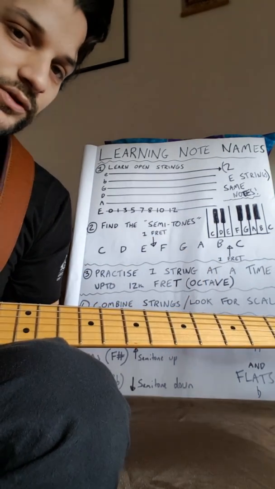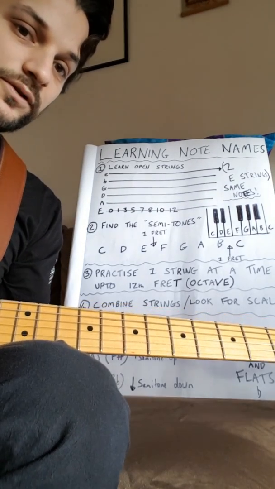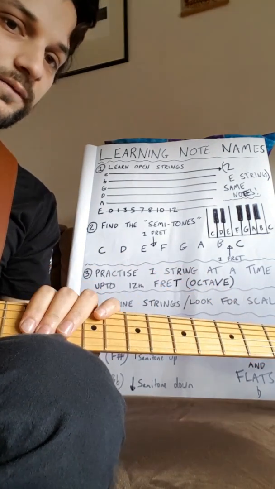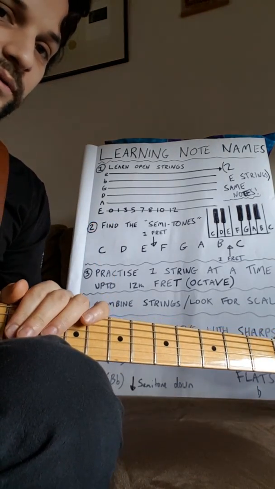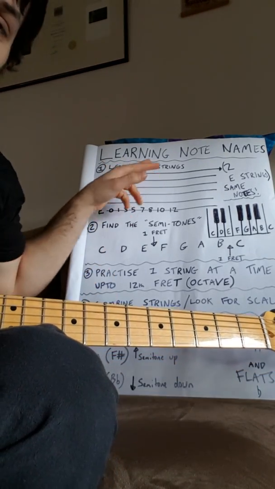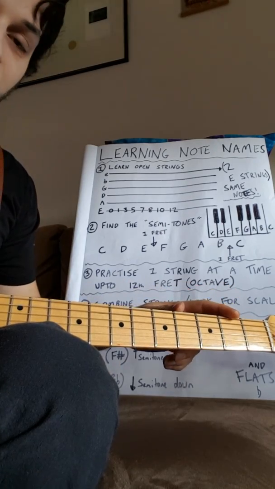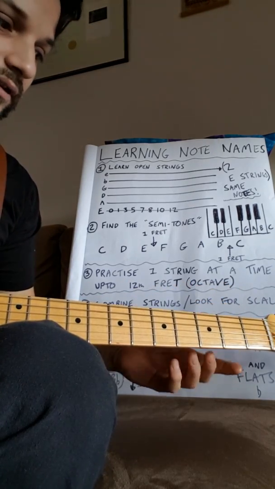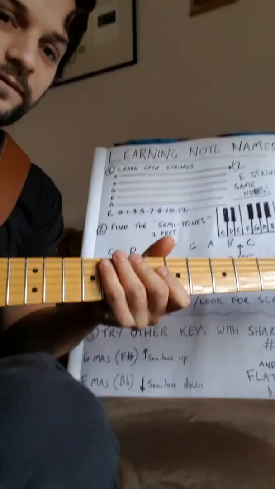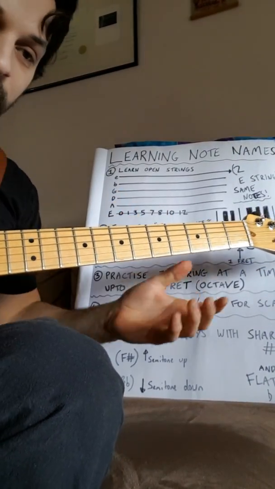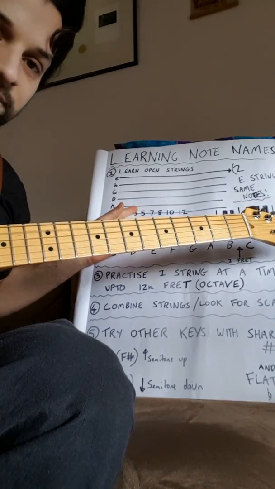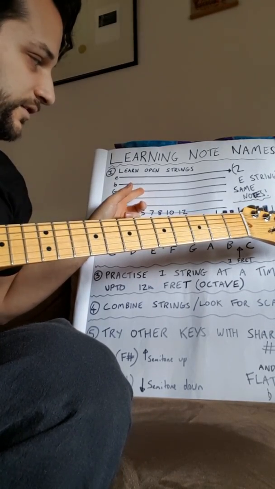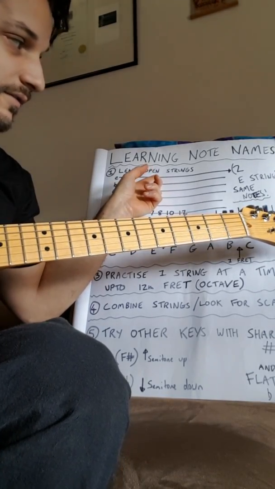Alright, so these are some of the shortcuts or tips that I have used to develop my understanding of the fretboard over the years. So number one, you've probably already done this, but if you haven't, learn the open strings, because the open strings are your starting point for everything. That's where our notes begin from. So the first open string is E, next one is A, D, G, B, and then E again.